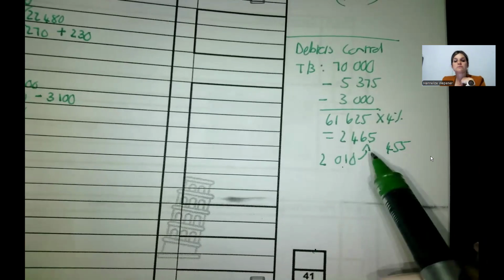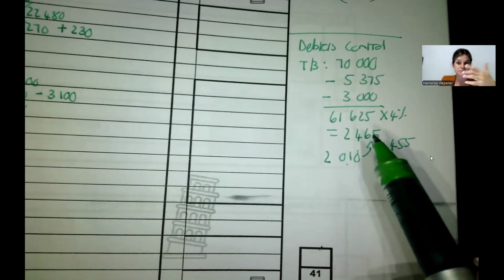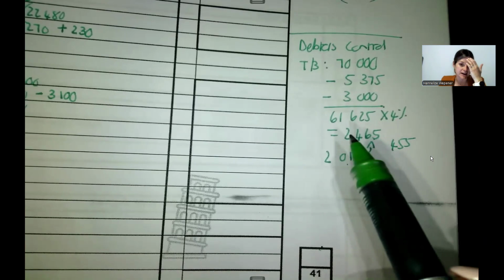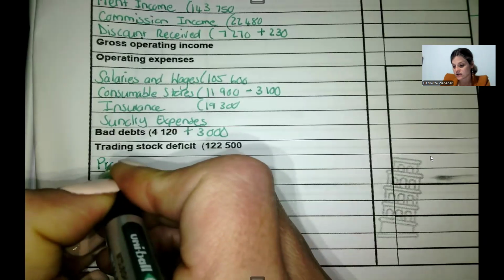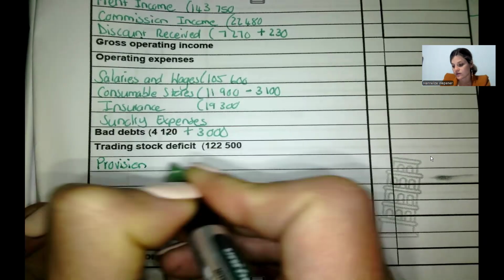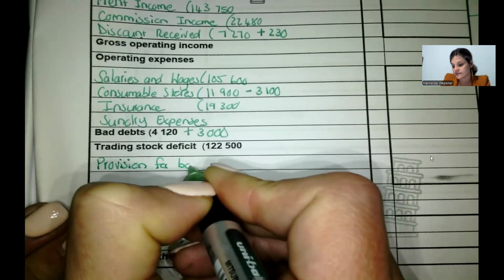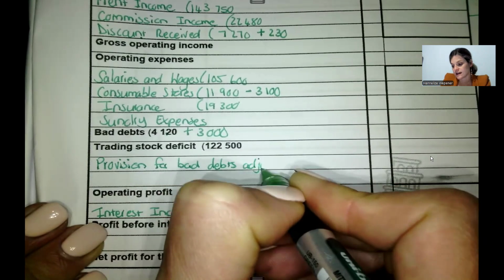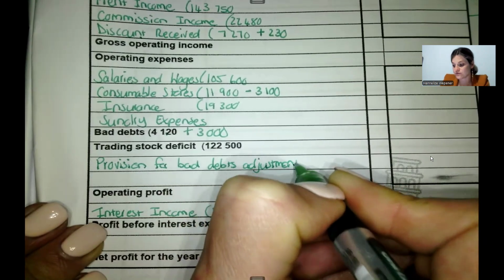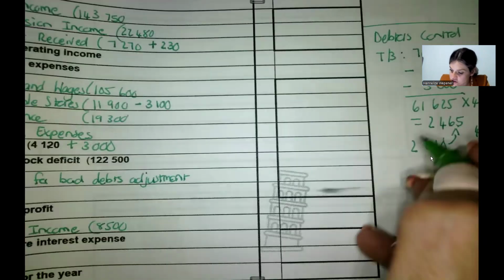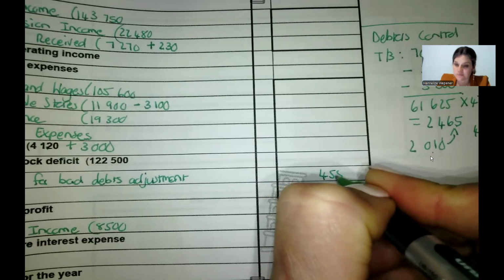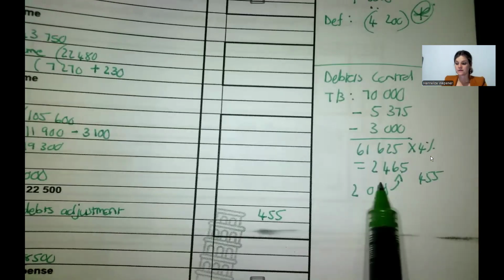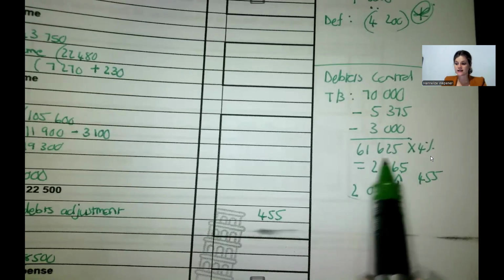So the more that you are providing for bad debts, providing for bad things happening, providing for expenses, the more your expenses will increase. So you now have a provision for bad debts adjustment. And the adjustment is just the movement from your prior year to your current year's provision. Just your movement from your prior to your current year.